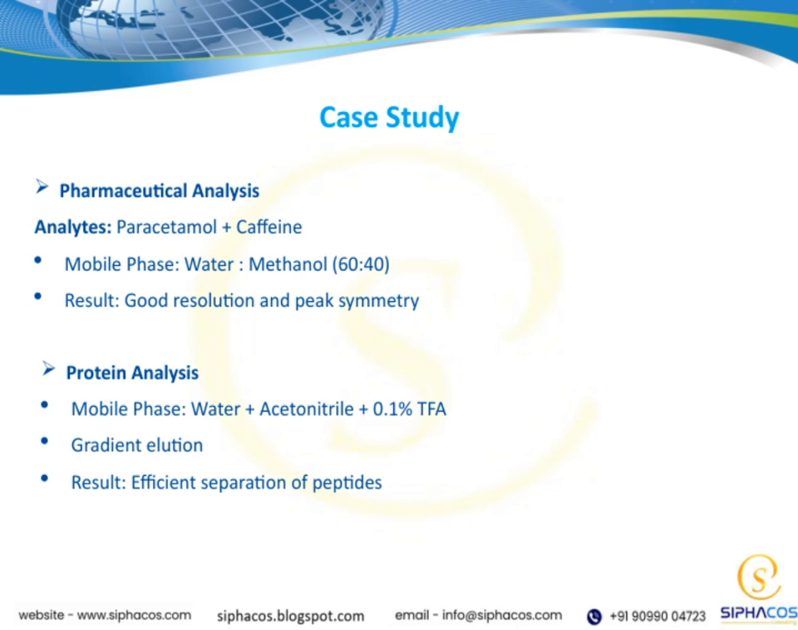Moving on to the case study on pharmaceutical analysis, here we're looking at analyzing compounds like paracetamol and caffeine. In this case, the mobile phase is a mixture of water and methanol in a 60-40 ratio. This setup provides good resolution and peak symmetry, meaning the peaks are well-defined and easy to distinguish. Overall, these techniques highlight how careful selection of mobile phases and elution strategies are key to achieving precise separation, whether we're analyzing proteins or pharmaceutical compounds. This consistency in approach helps us obtain reliable, high-quality data across different applications.